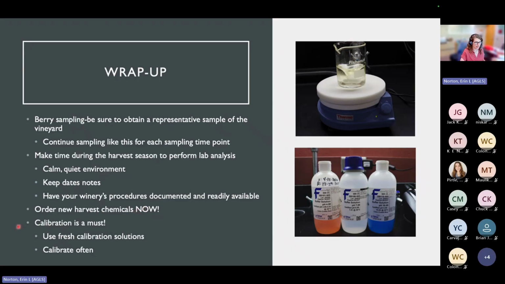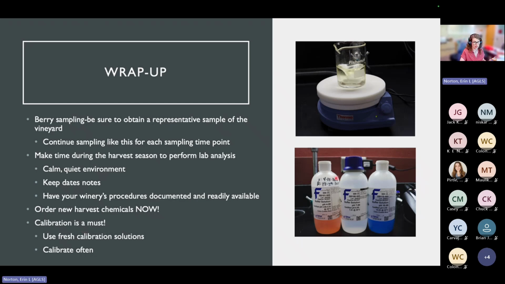Calibration is a must, especially with a pH meter and a refractometer. You need to calibrate your instruments to make sure that you're getting accurate results, so that if you do an analysis today and then you do an analysis in a couple days for berry maturity, you can compare those results with confidence.